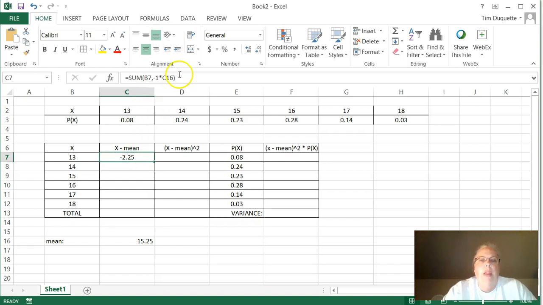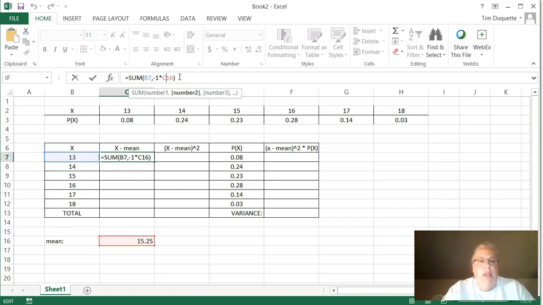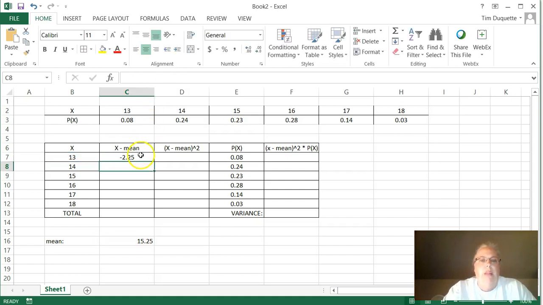Okay, now I'm going to go back in this formula and put that dollar sign in here to hold that C16 in place, and then I'm going to grab the corner of it and bring it down, and there are all of my x's minus my mean down here: 14 minus 15.25, 15 minus 15, and so on and so on.